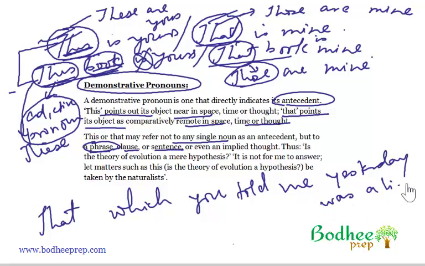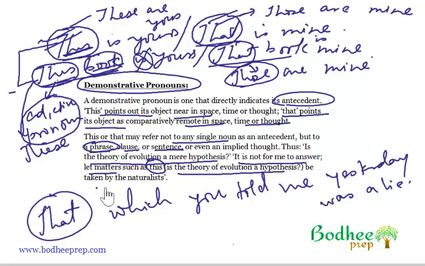So we must see here what does this that refer to? This that refers not to any particular thing which is remote in time or close in time, but it refers to an idea or something which you must have said yesterday, a thought, right? So, is the theory of evolution a mere hypothesis? It is not for me to answer. Let matters such as this, which basically means the theory of evolution, be taken by naturalists.